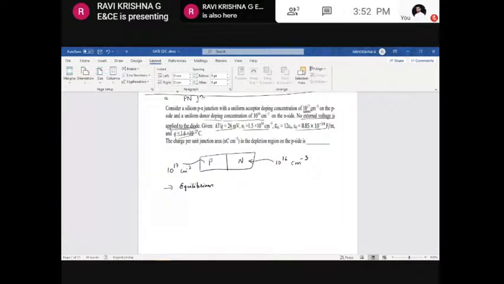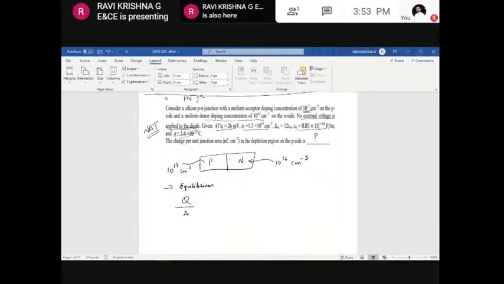Here, this question doesn't have any multiple choice options. You need to write out the answer. We need to determine the charge per unit junction area, in nanocoulomb per centimeter square, in the depletion region on the P side. This is a NAT type question, and we need to determine the charge per unit junction area in the depletion region.